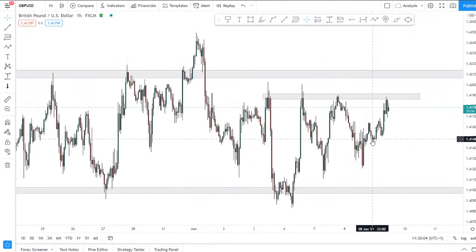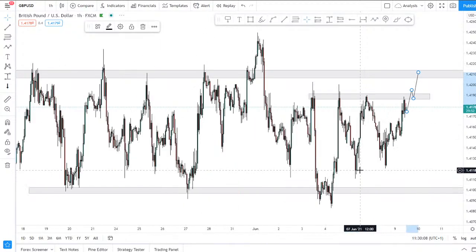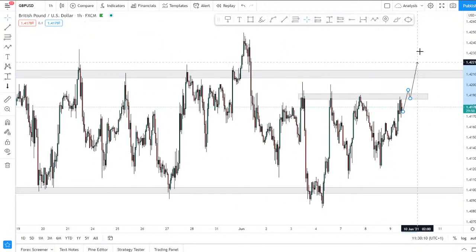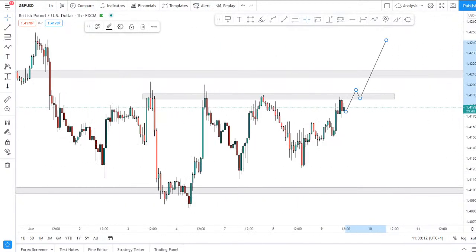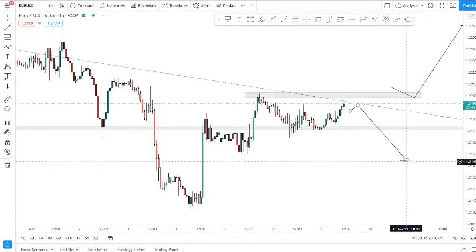GBPUSD still at that same resistance. I still feel like we can potentially break through that area and see it move into that resistance up there, potentially even further. But yeah, GBPUSD still stuck at that same resistance, but I feel a break is coming on.